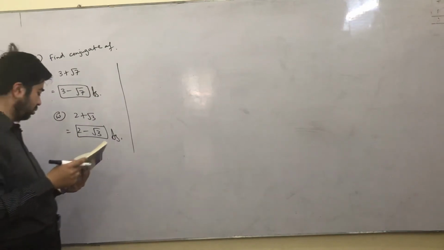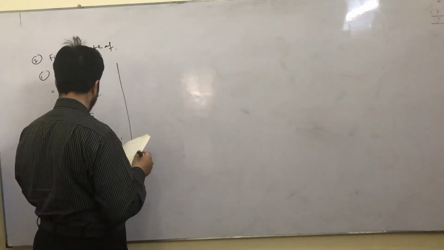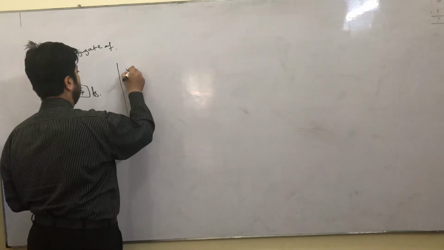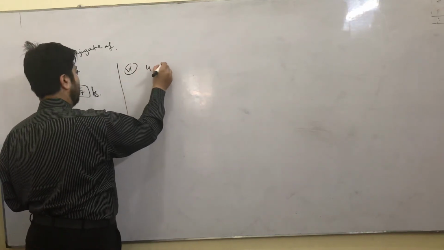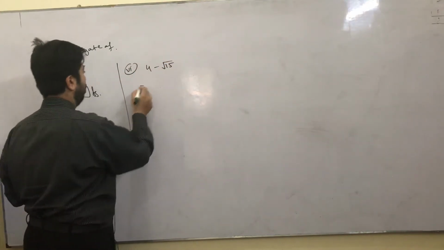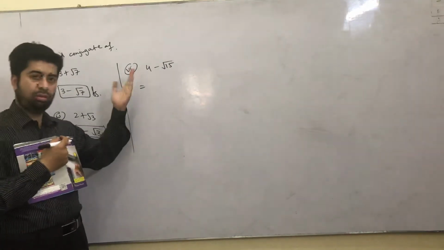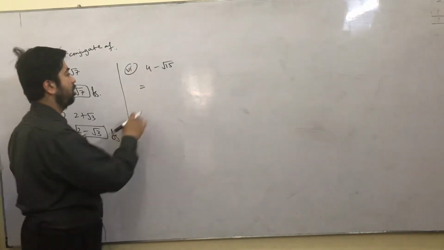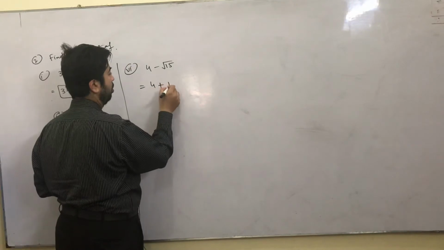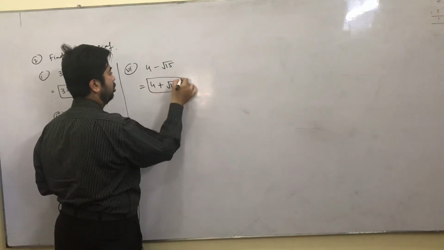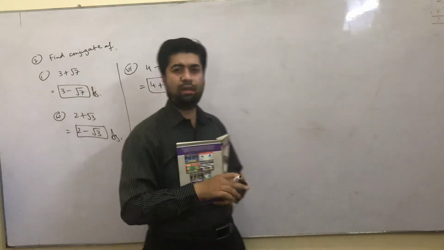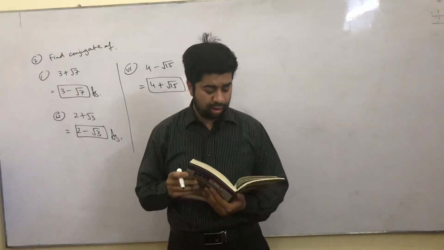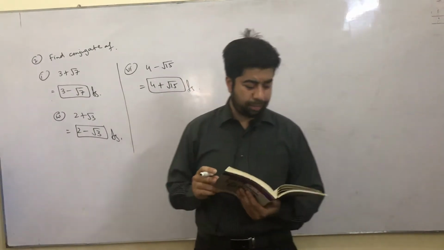After that, if I'm going to solve part number 6, 4 minus square root 15, just simple. What will be the conjugate of this one? You know that this is 4 minus square root 15, so it must be 4 plus square root 15, and so on. You can easily solve it, just you have to change the sign of every irrational part.